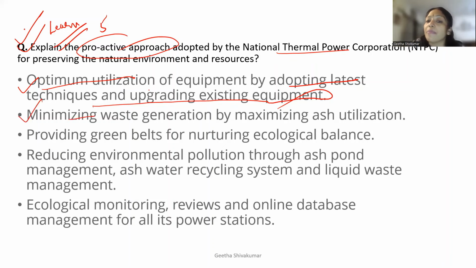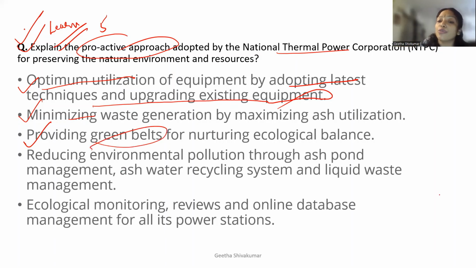Minimizing waste generation by maximizing ash utilization. The waste generated includes ash, so that ash also needs to be utilized at a maximum level. Providing green belts. What does green belts mean? Planting trees and plants. For example, you must have seen on highways, both sides have trees planted. That is called green belts, for nurturing ecological balance. Very important, green belts need to be encouraged.